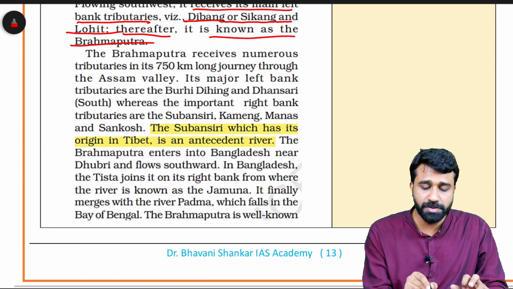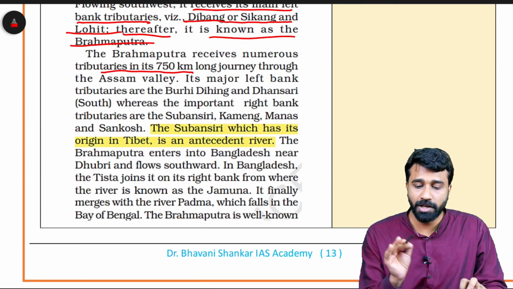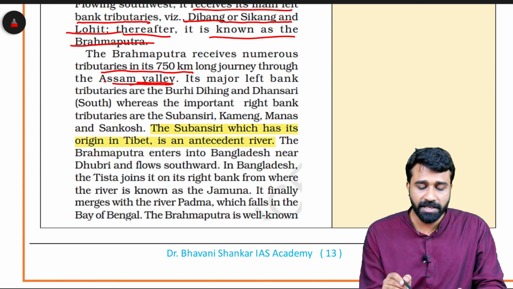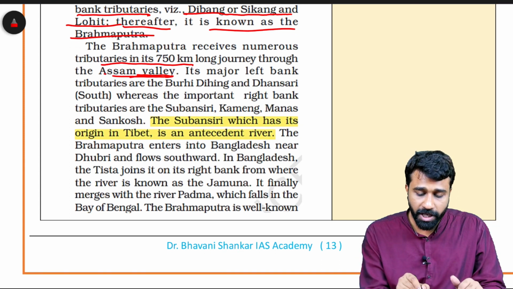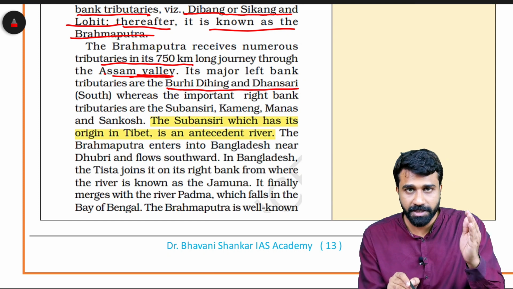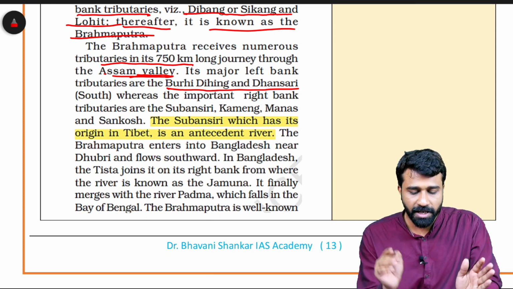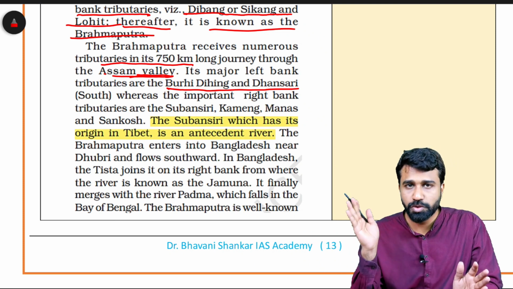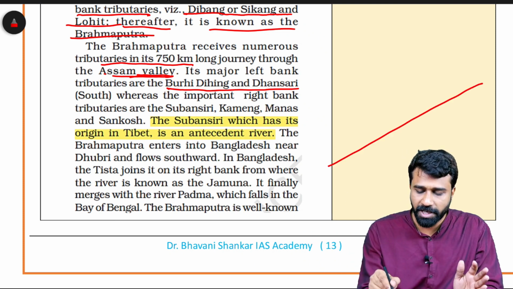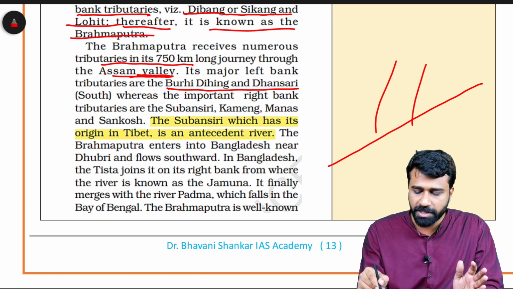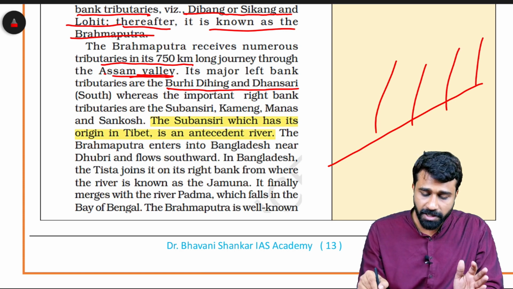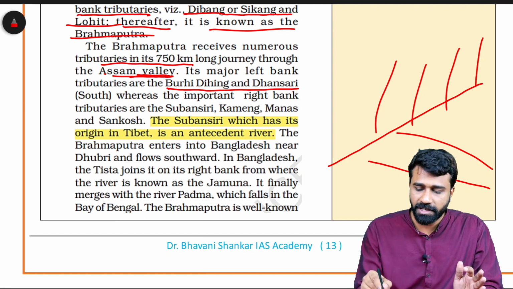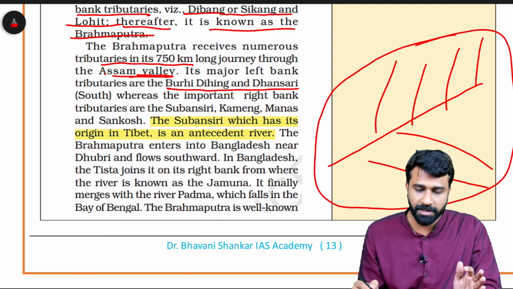Next, Brahmaputra receives numerous tributaries on its 750 kilometer long journey through the Assam Valley. Major left bank tributaries are Burhi-Dihang and Dhansiri, and the right bank tributaries are Subansiri, Kameng, Manas, Sankosh. This is why it is creating a braided channel system here.